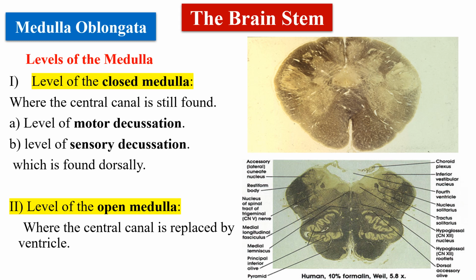Here we can see on the right side that the first photo above is closed medulla because the central canal is still present, but not clearly here. But the diagram or photo below is open medulla, because the fourth ventricle appears here and there is no central canal.